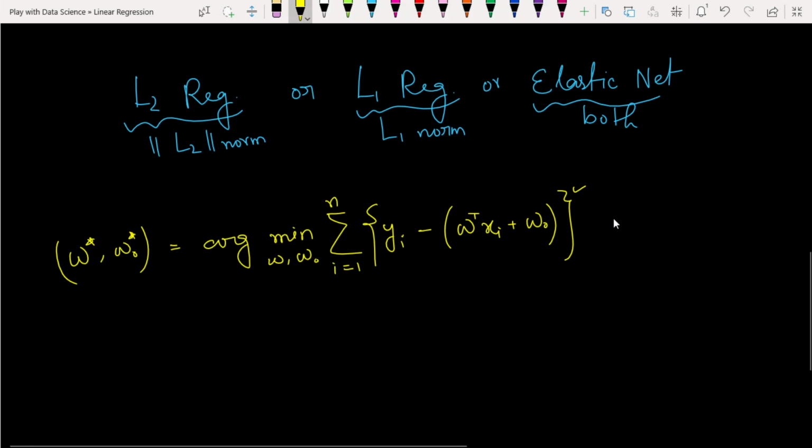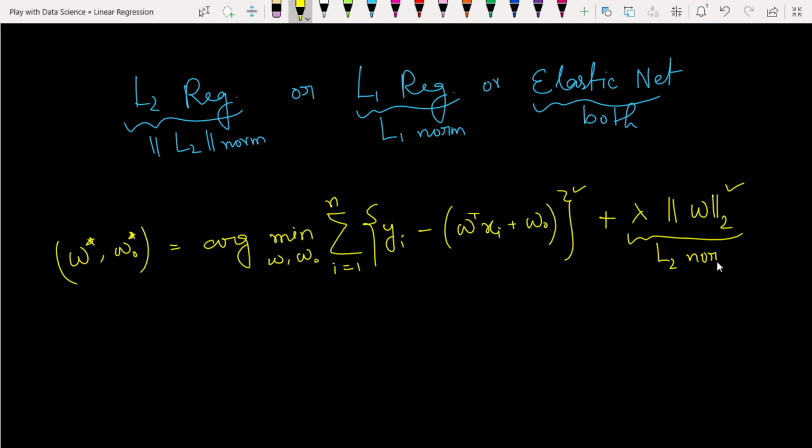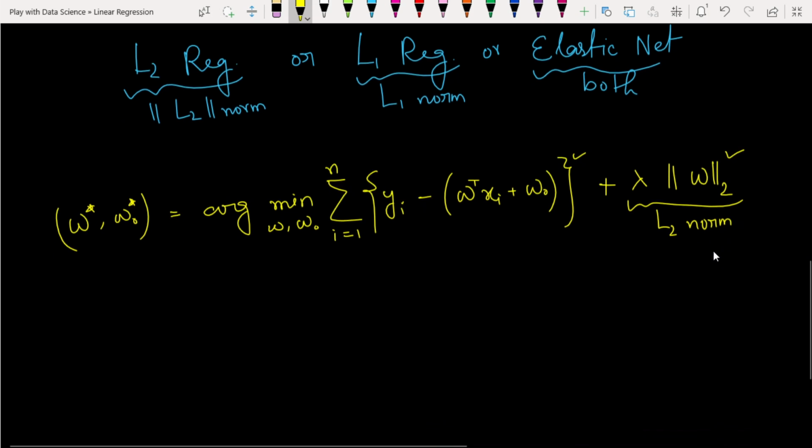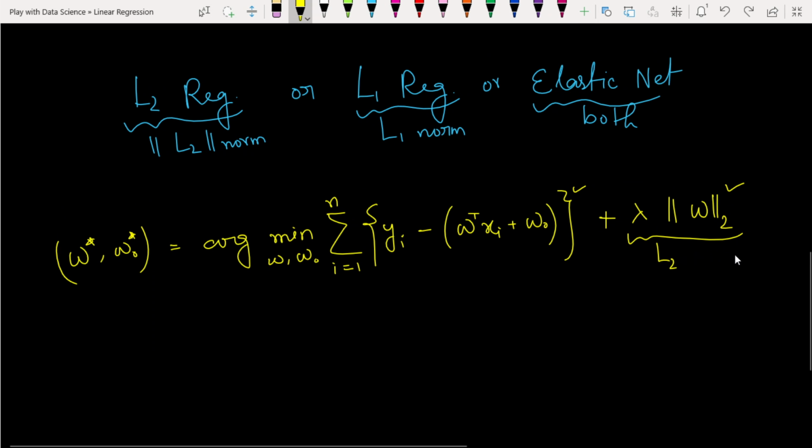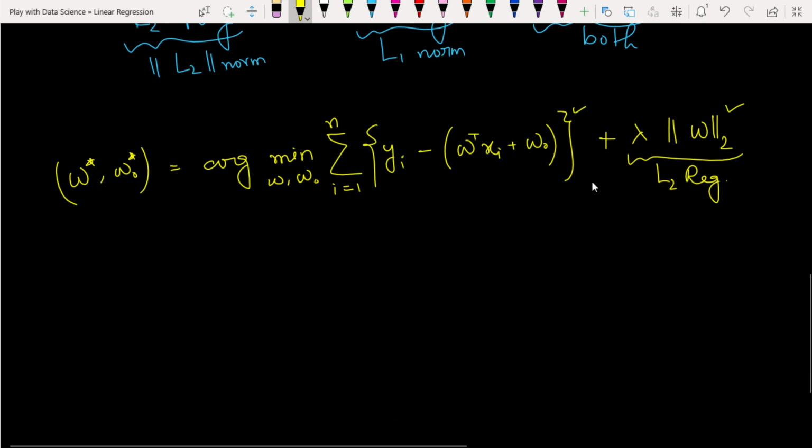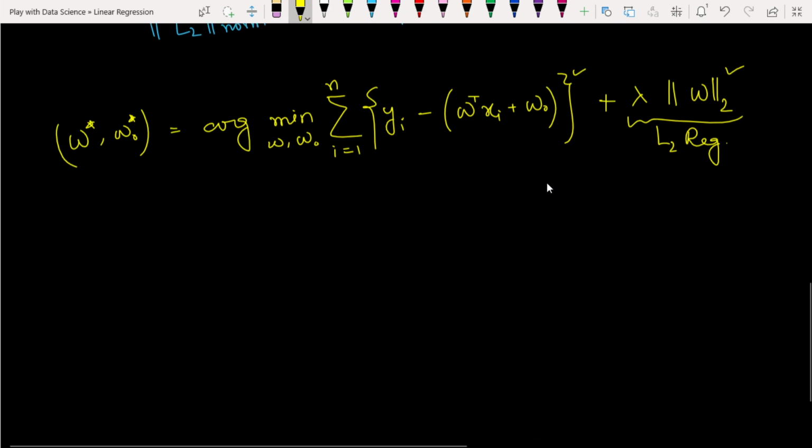Plus we have to add our regularizer term, lambda times the norm. If we simply take the L2 norm, then it is called the L2 regularizer. Here we are using the L2 norm, so it is called the L2 regularizer equation.